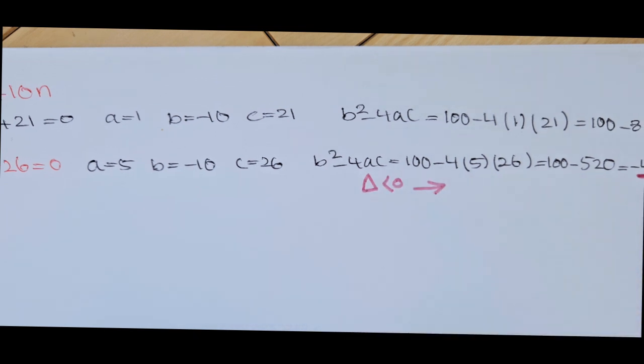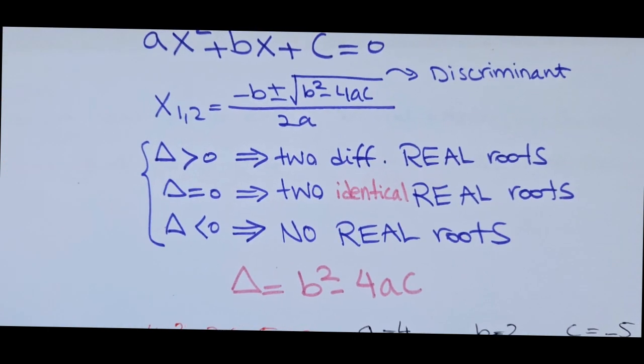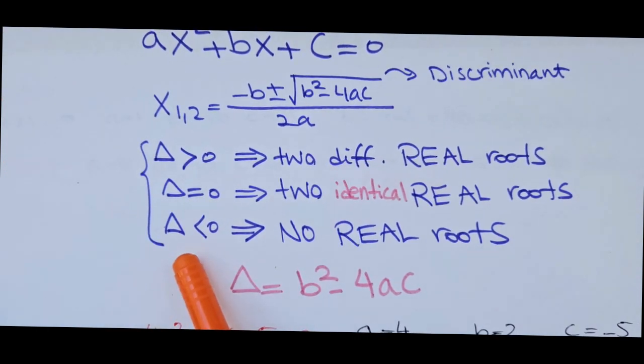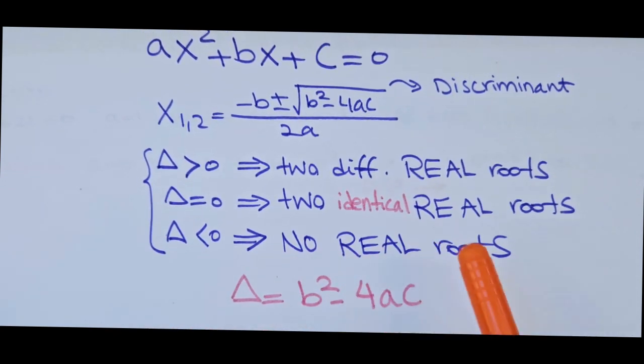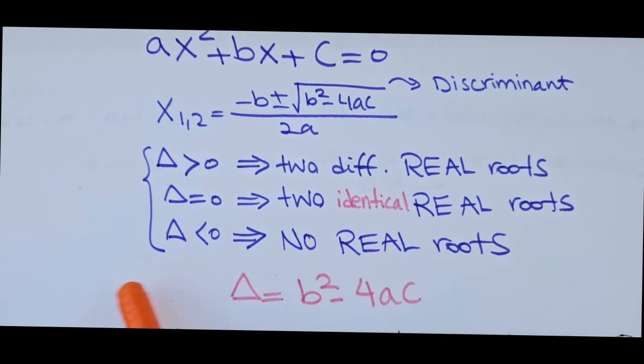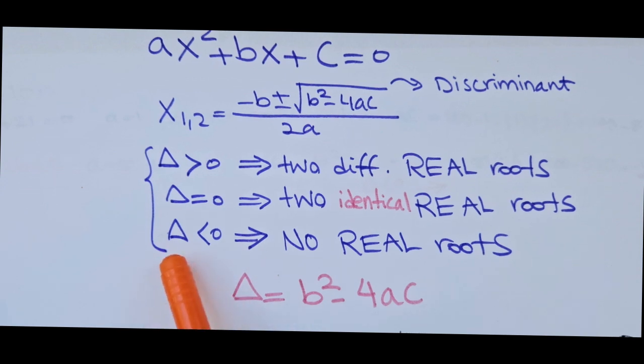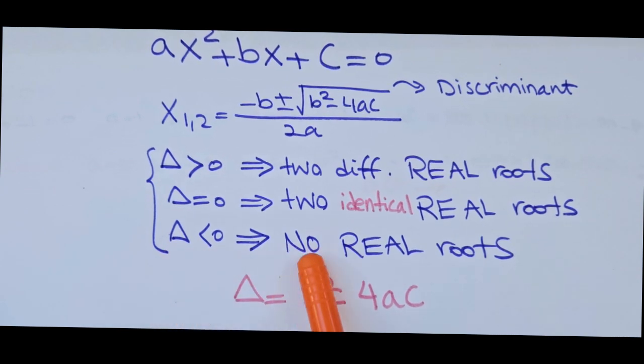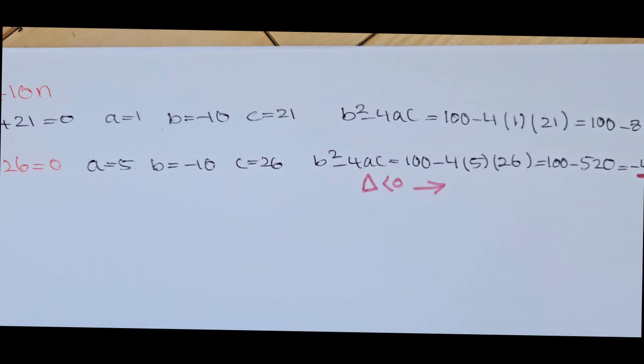Remember, guys, if it's less than 0, that means there are no real roots. You just report that the discriminant is less than 0, so there are no real roots.